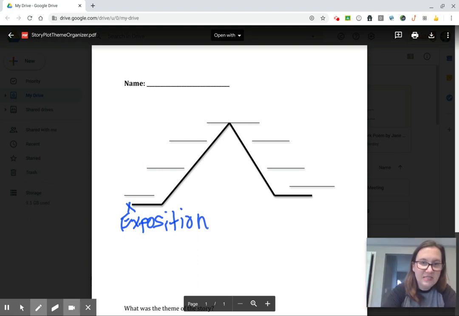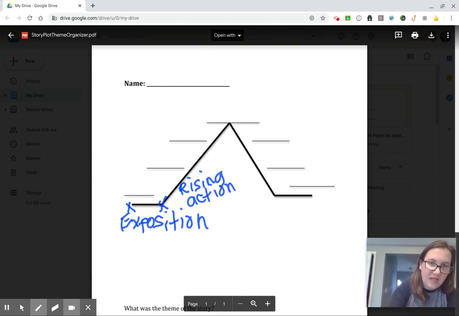As soon as we learn the problem hits where the exposition and rising action come together. So right here we have what's called rising action. Rising action starts at the problem and goes all the way to the climax. Now, rising action is the longest part of our story. When I draw this chart, I usually draw this a little bit longer and then the falling action a little bit shorter. But for our purposes today, rising action takes up the most part of the story. It's all of those events that lead us to the climax or the turning point.